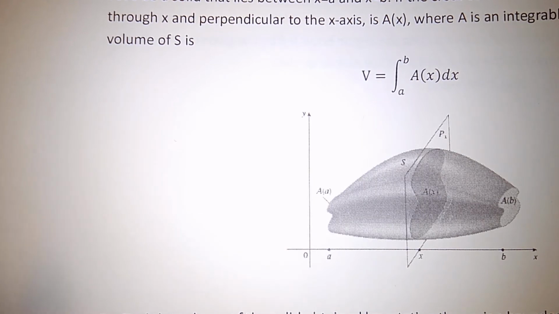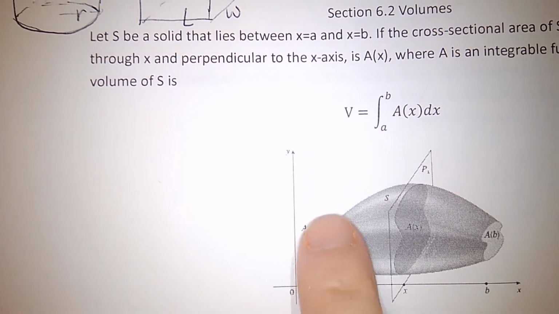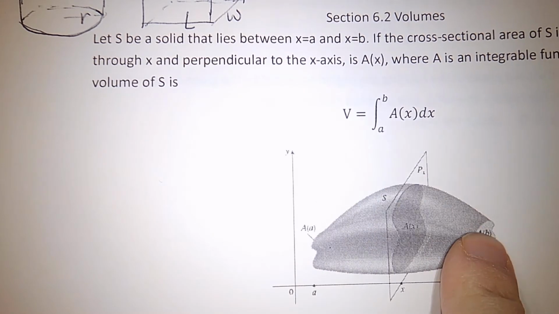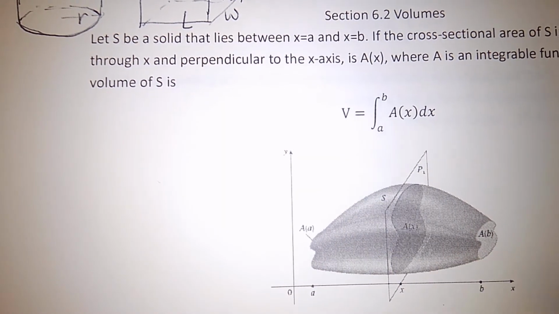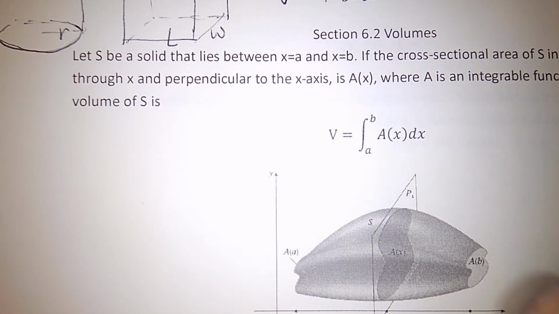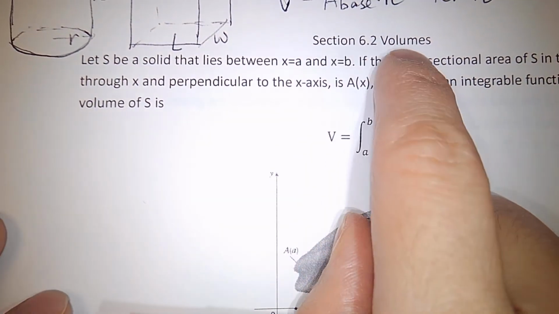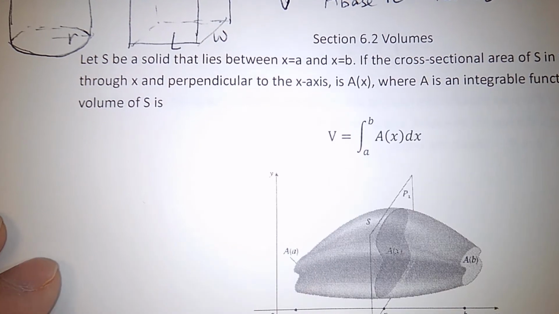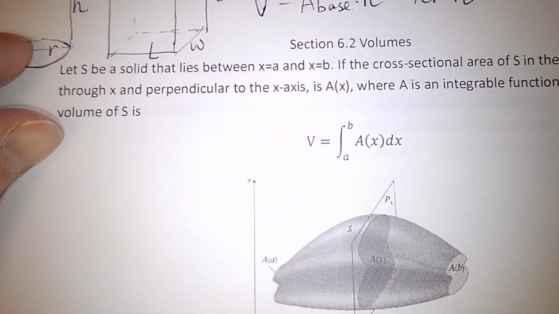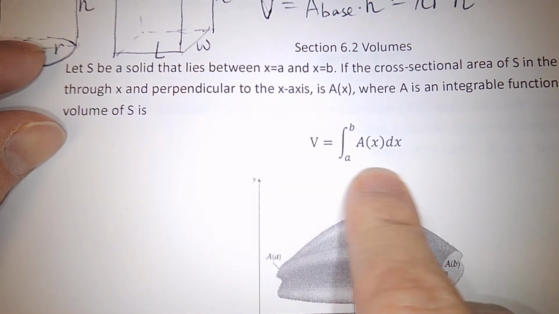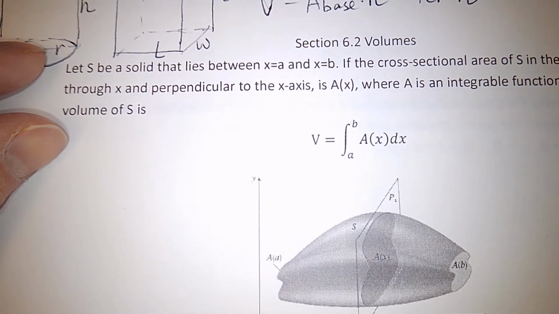If we're given a solid region that looks like this, are we able to find the volume of this solid region? That's what we learn in section 6.2, finding volumes. Alright, I'm going to ask a volunteer to read this paragraph for us, including this formula. Who wants to read? Anyone? Dave?